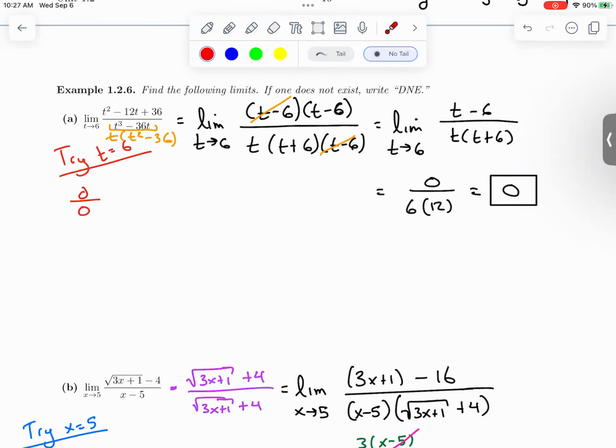And a lot of students will want to think like, oh no, that's bad. That's fine. 0 in the numerator, totally chill. 0 over a number, totally chill. Because 0 divided by anything is 0.